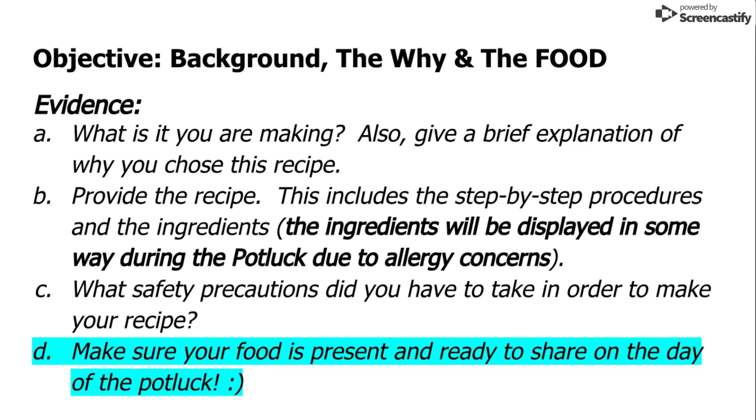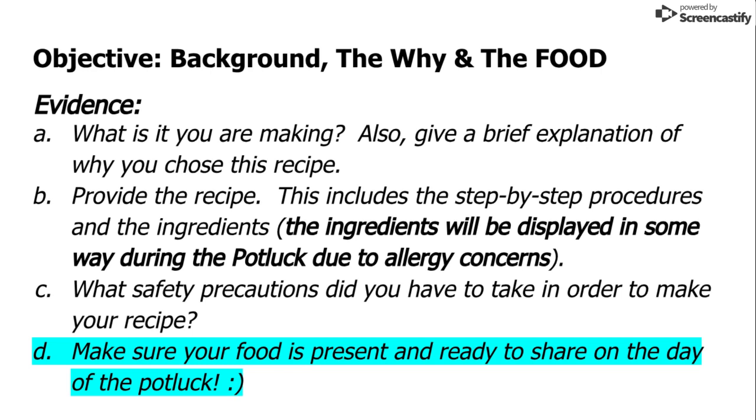This is really easy. In order to get mastery, you need 4 things. The first thing you need to do is tell me what you're making. So what is it? Why did you choose it? Is it a family recipe? Is it something that you just like to make? Maybe it's just something you like to eat. But just for A, what did you make, and why did you choose it?